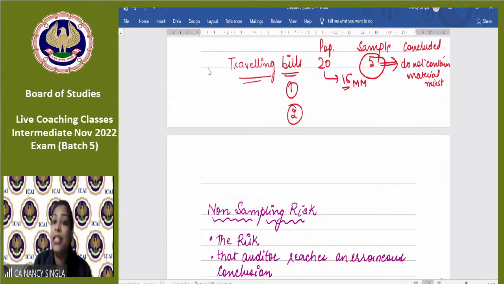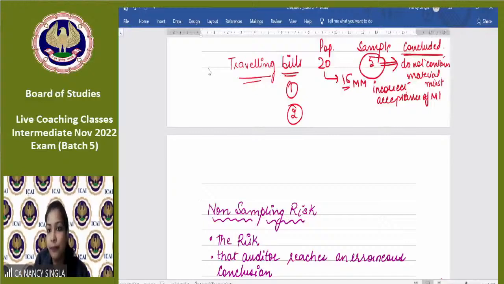ठीक है? But since auditor has concluded, can I say that there is incorrect acceptance of material misstatement? He is over-relying. There is incorrect acceptance of material misstatement because based on the sample, auditor has concluded that there is no material misstatement. So is incorrectly accepting the material misstatement of the remaining 15.